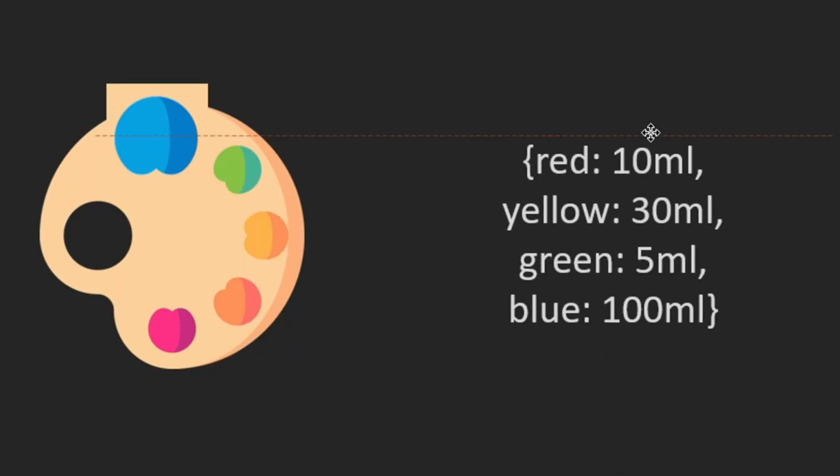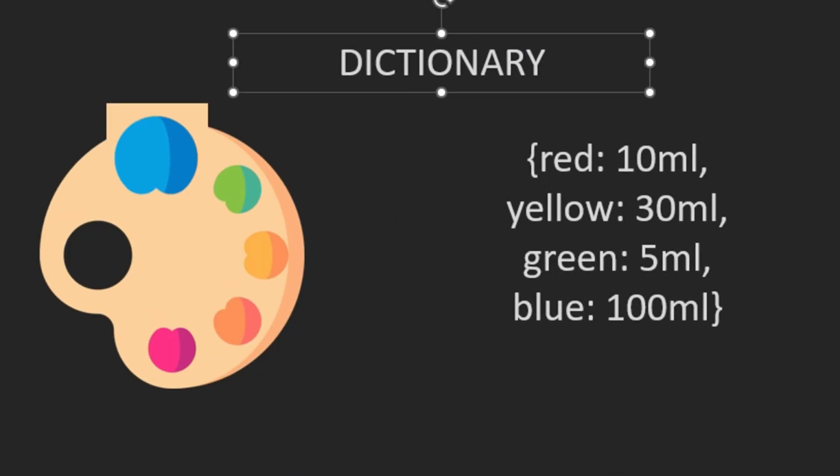On this palette itself, I have red, I have 10 milliliters, I have yellow, yes, 30 milliliters, I have green 5 milliliters, I have blue, I have 100 milliliters because I squeezed a bunch, the whole tube out. That's what a dictionary is. It operates on a key value basis. In fact, some people call it a multi-set as well, right? That's another terminology, just an extra bonus for you.